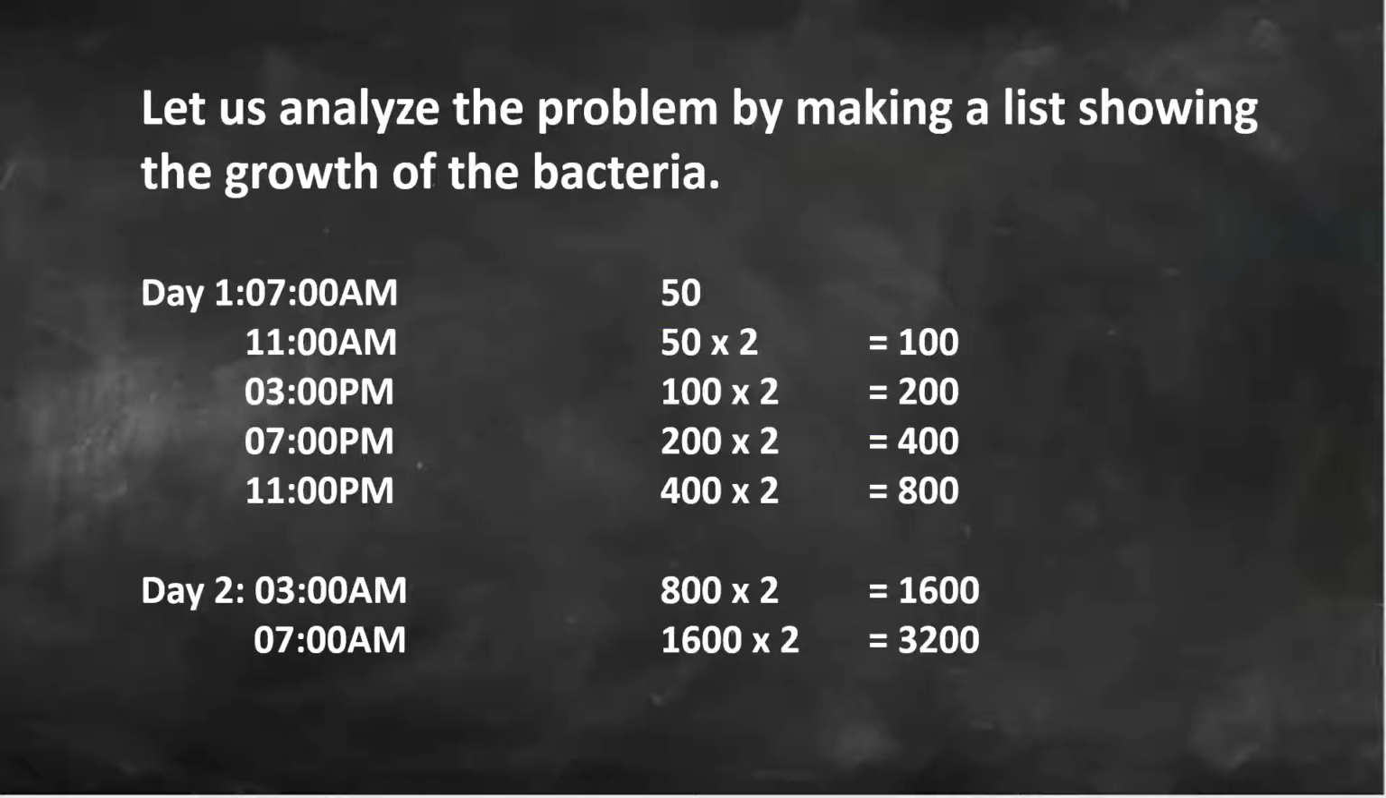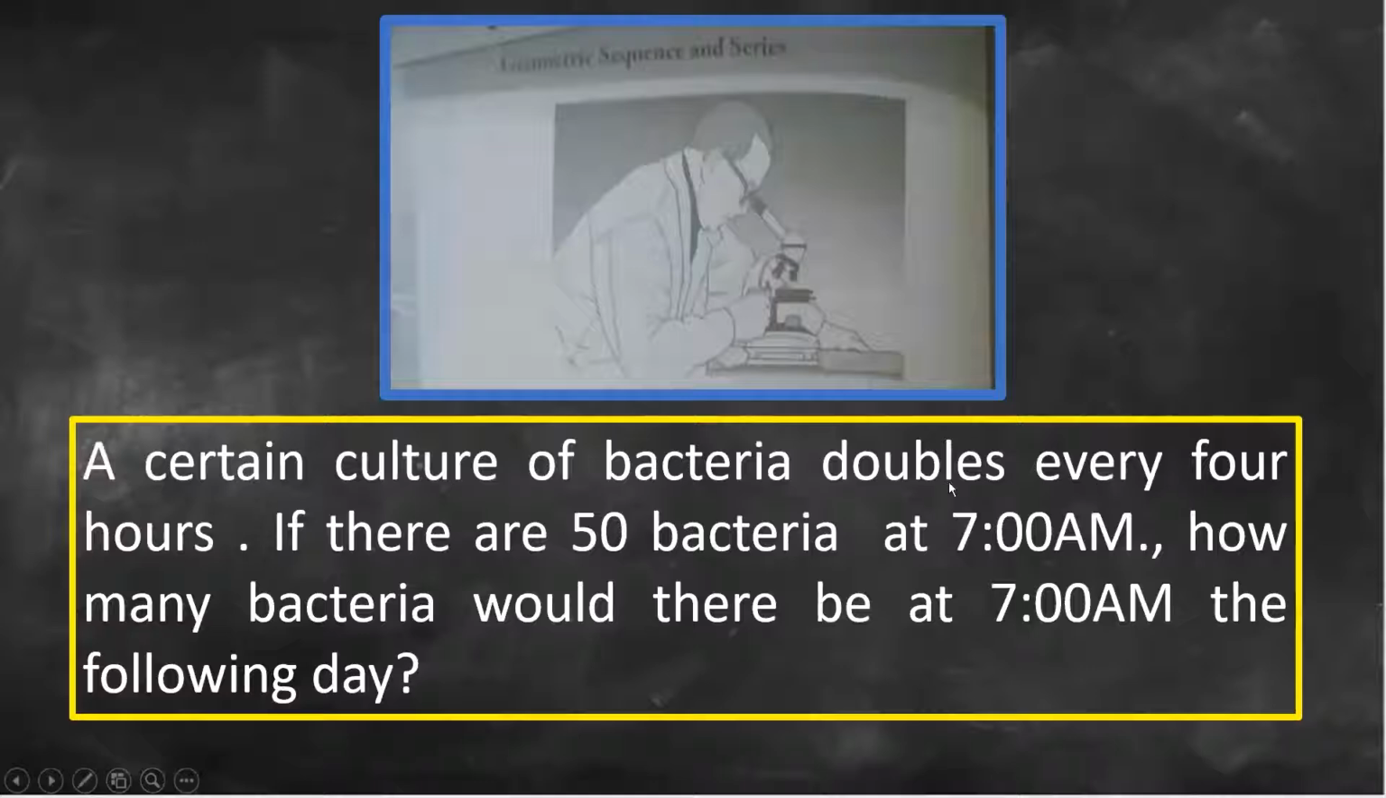So let us analyze the problem by making a list showing the growth of the bacteria. Day 1, starting 7 a.m. It is stated in the problem that there are 50 bacteria. Now, the growth, as you can see in the given, is that the bacteria doubles every 4 hours. This is very essential. Take note: doubles every 4 hours.